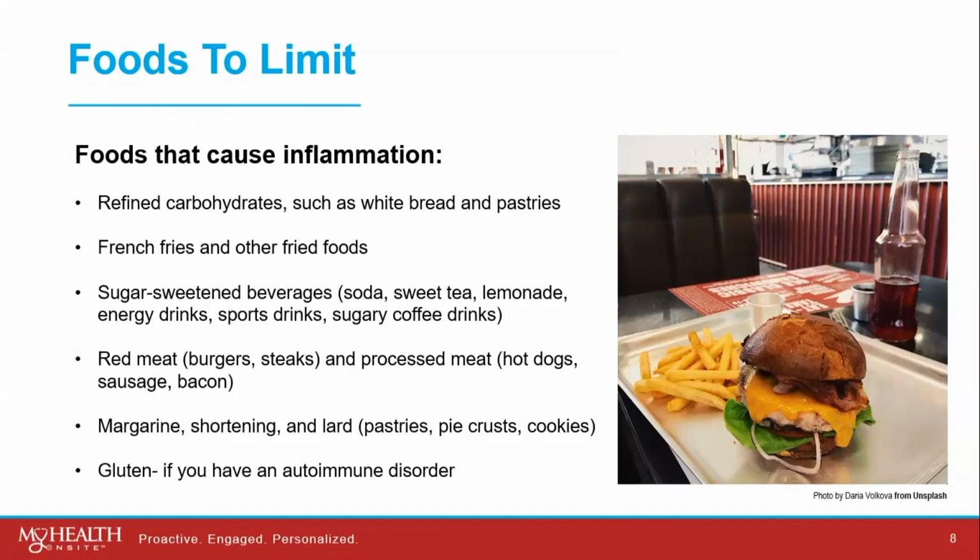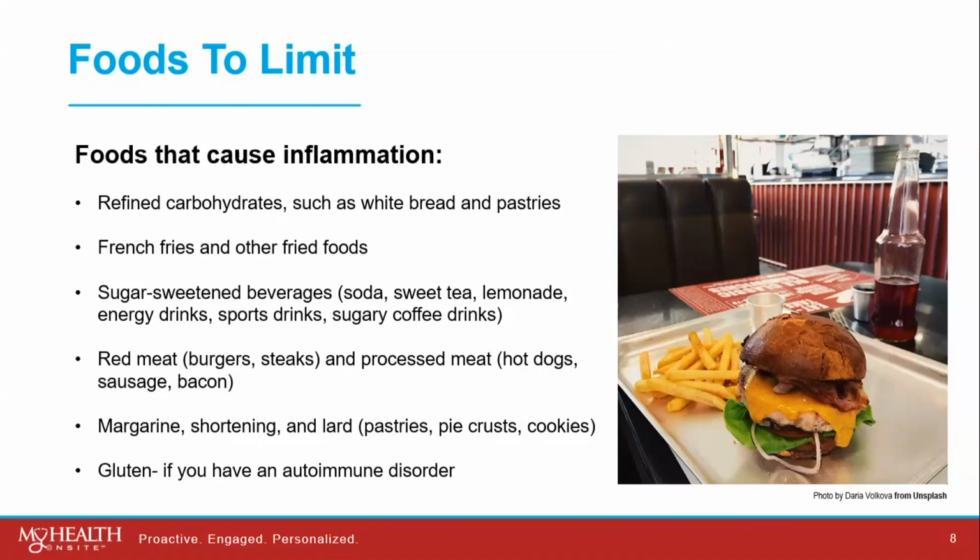Sugar in general is pro-inflammatory. So you want to keep the sugar content down to a minimum. These are different than naturally occurring sugars. So these sugars that are added to foods or added to beverages are what we're talking about here.